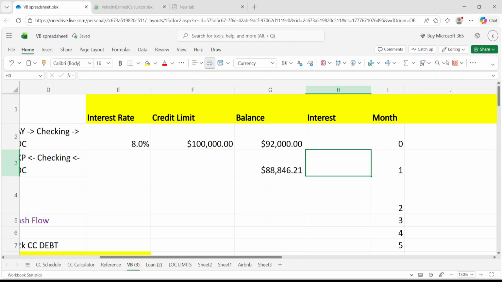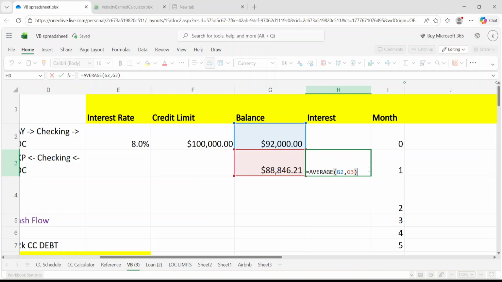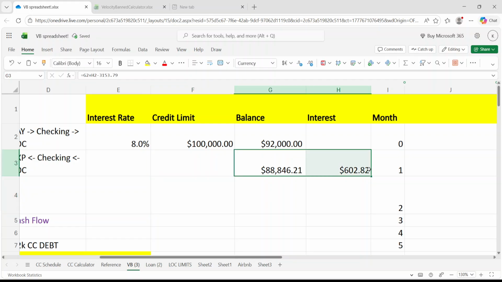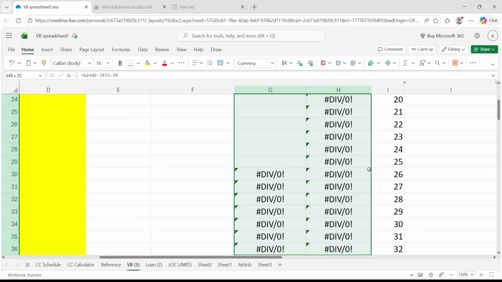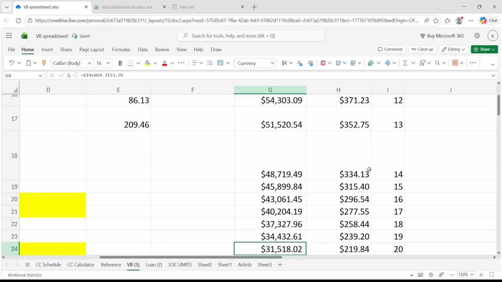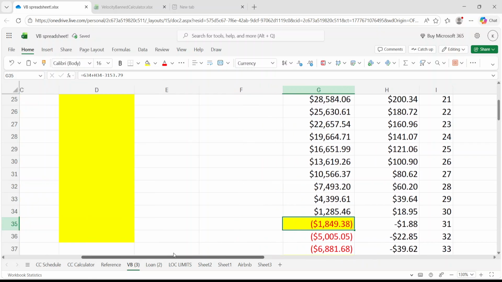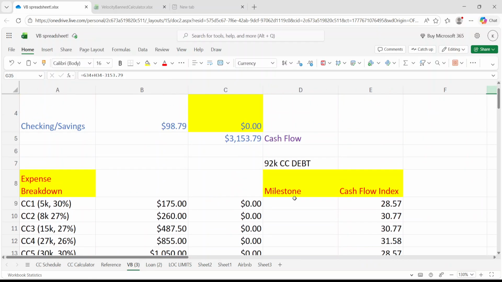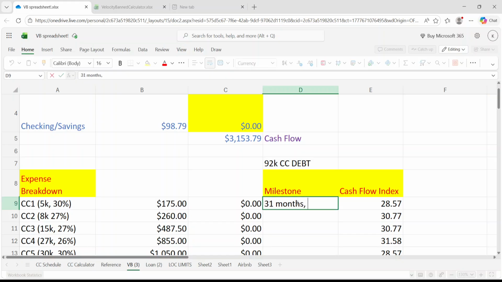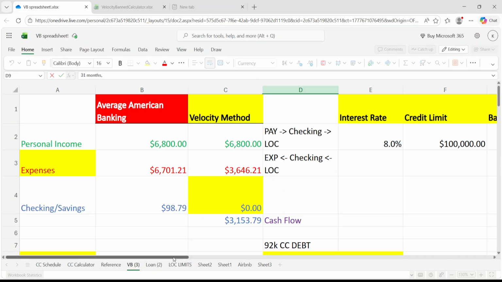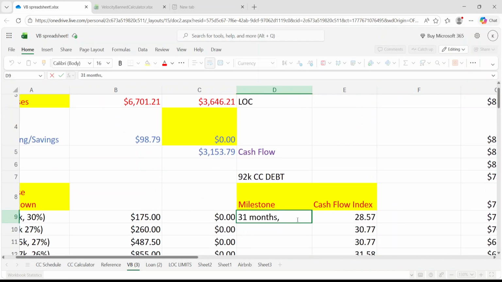Then we take the average daily balance, multiply by the interest rate, and divide by 12. Okay, so I'm going to go ahead and do that. And then we see that in month 31 we got it all paid off. So 31 months, and then how much was it? This was 92K.